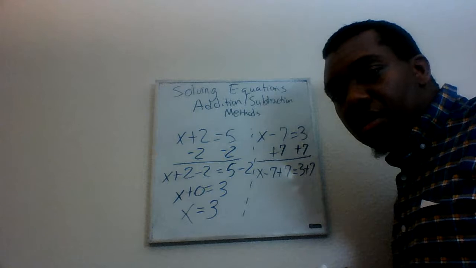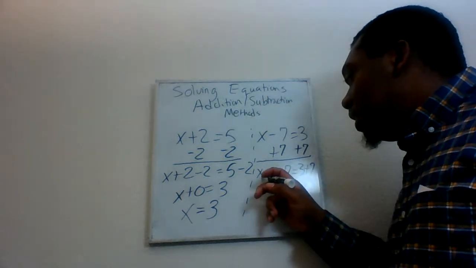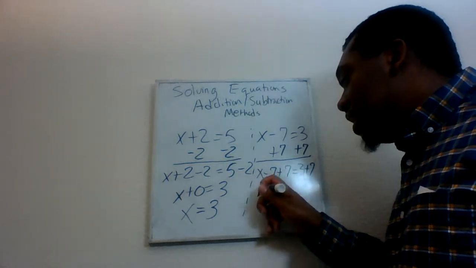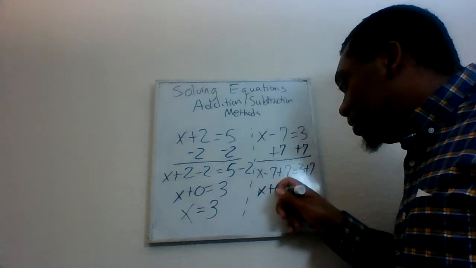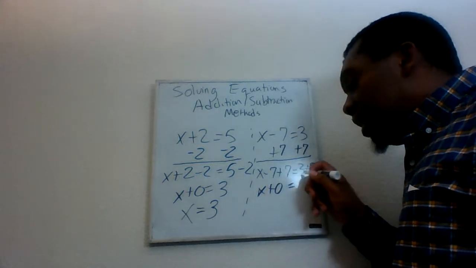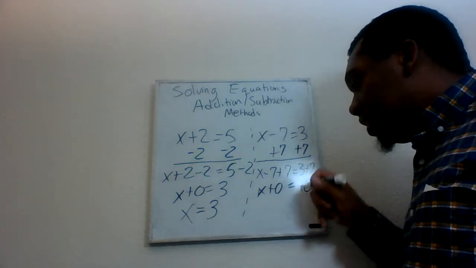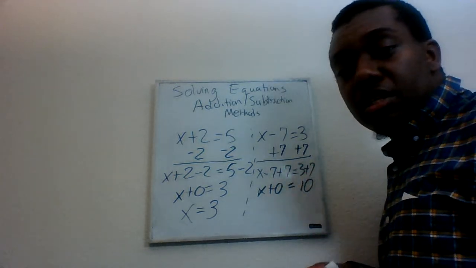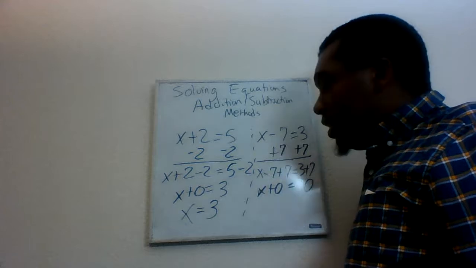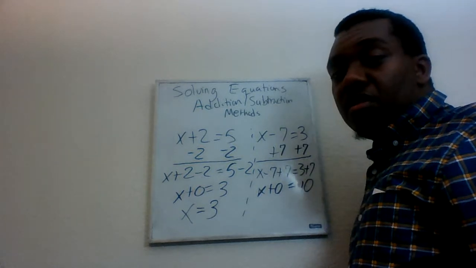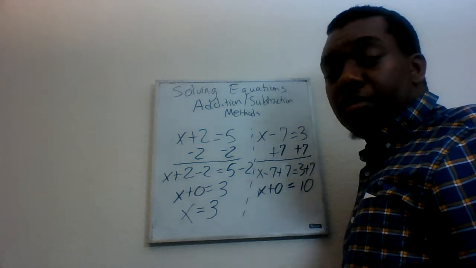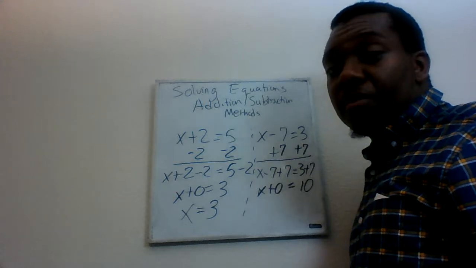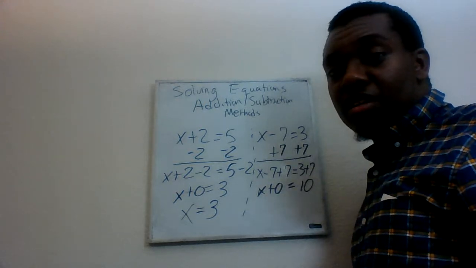Okay, great. Well, x minus 7 plus 7 is the same as x plus 0. And 3 plus 7 is the same as 10. And if you had trouble with that, look back at your addition and subtraction of integers. Negative 7 plus 7 is 0. That's not negative 7, that's minus 7. Well, it's the same because subtraction is just negative addition.